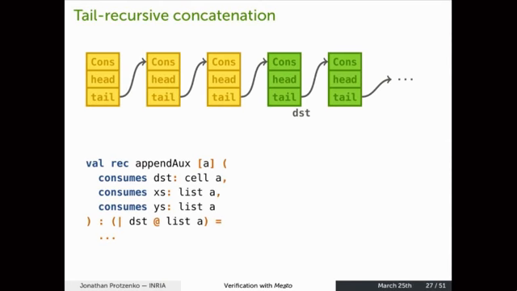The problem is the type checker does not know. There's more reasoning needed to prove that this is a well-formed list. You have to say ys is a well-formed list, dst is an immutable cons cell that has a tail field that points to a well-formed list. Therefore, it must be the case that dst is also a well-formed list. Nothing happens at runtime. This is pure reasoning.